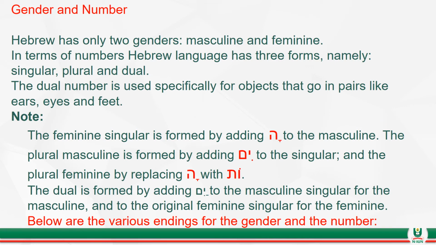Now, let's look at number and gender. As I have said, there are only two genders in the Hebrew language, the masculine and the feminine. And then we have the three numbers: the singular, the plural, and the dual, which I have explained also. Now, let's look at how the feminine singular is formed and how the plural of the masculine and the feminine are formed.